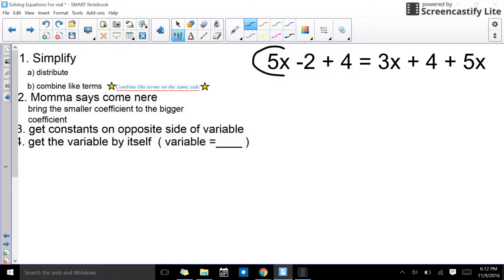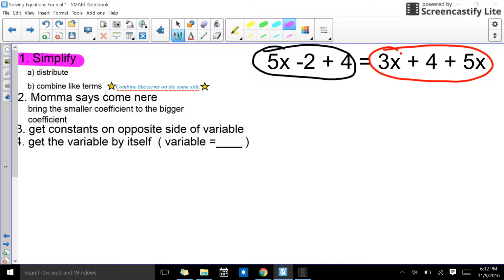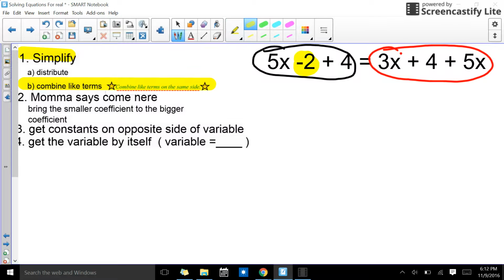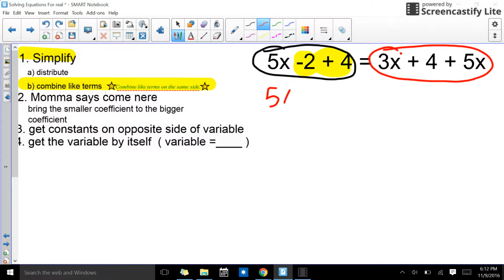Again, I can only combine like terms with each other on this side and over here. Step 1 is to simplify. Okay, I have negative 2 plus 4, which is going to give me 5x plus 2 equals, and over here I have 3x plus 5x, and that gives me 8x plus 4.